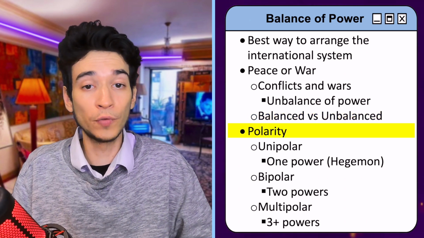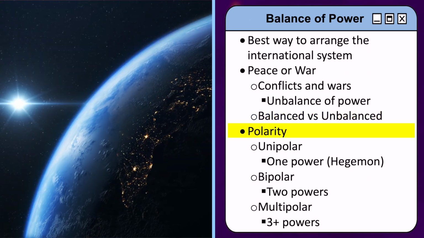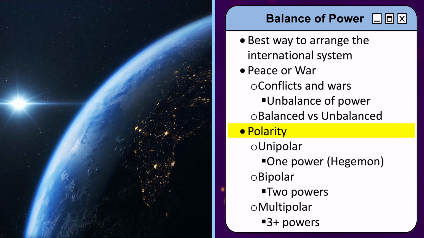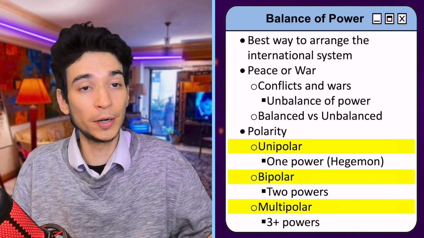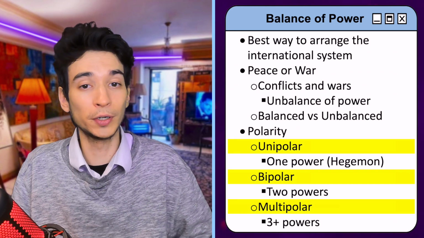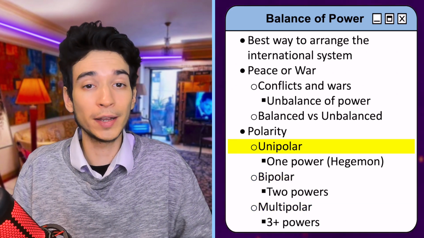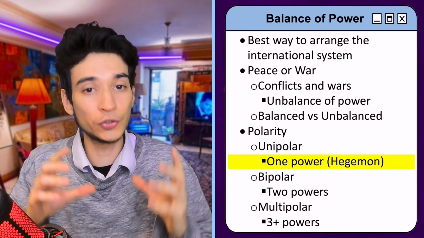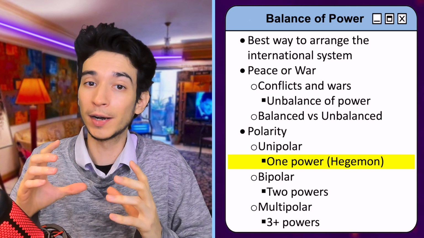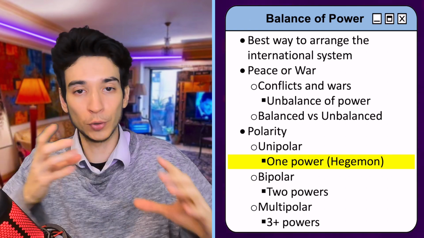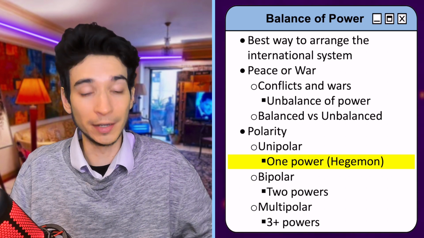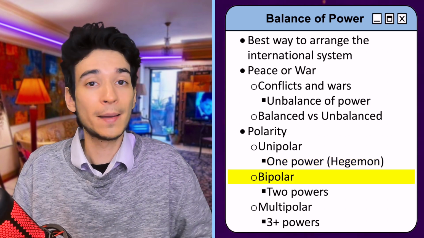And this brings us over to the concept of polarity. So the international system can be unipolar, bipolar, or multipolar. So unipolar is when there is one country that is the main power and dominates the international system. Many argue that the US is in this position.